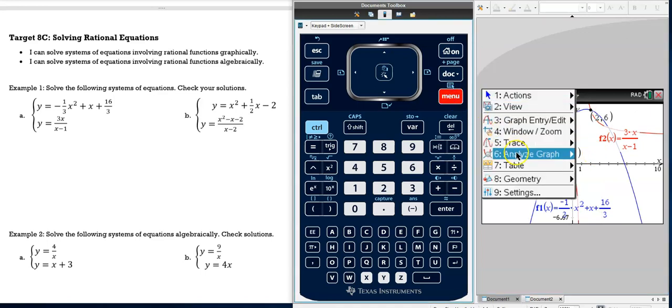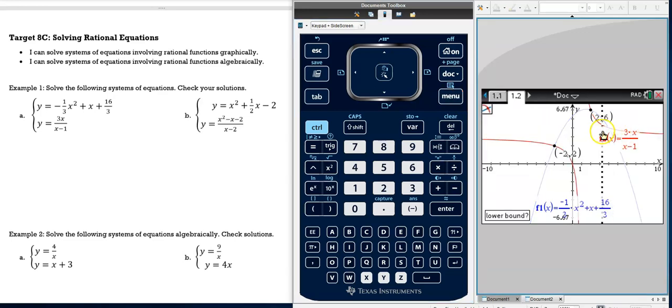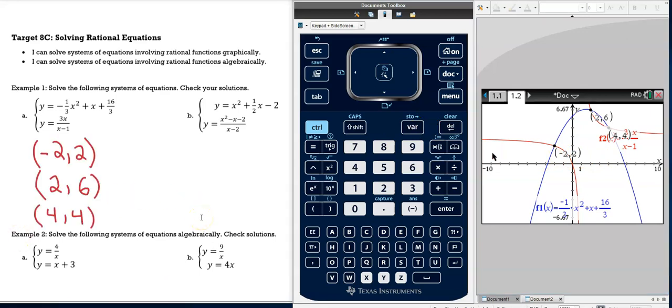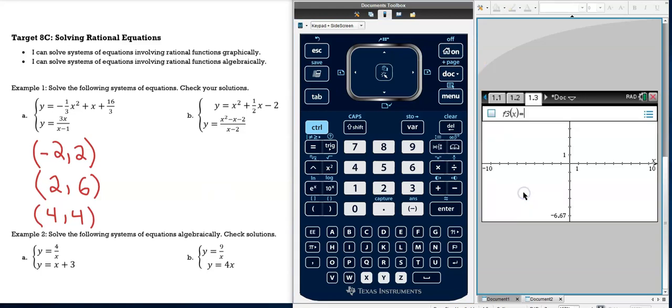And one more time, Analyze Graph, intersection, to find my third solution, which would be the point 4, 4. So we can go ahead and write those down on our paper now. And then very similarly for example B here, let's go ahead and get a new document. I'm just going to back out of that, go into graphs again, and now I have a new one. And now I will plot both of these equations.